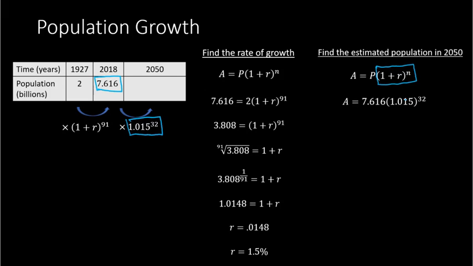So if you type that into your calculator, 1.015 to the 32nd power, you should get 1.6103. And then multiply that by the 7.616, and that's going to give you 12.26, and that's going to be billion. So based off our calculation here, with this information, by 2050, we can predict maybe around 12.26 billion.